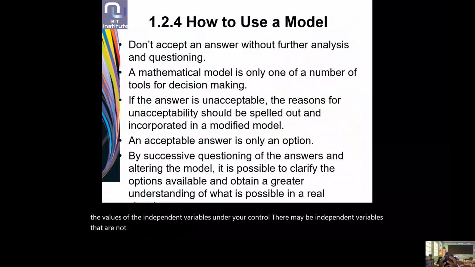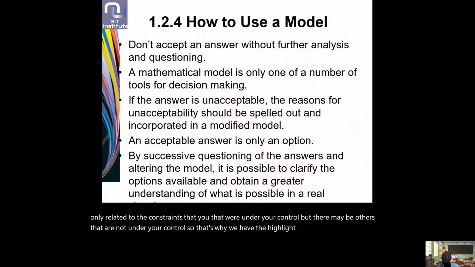So when you model a problem, the solution that you get is only related to the constraints that were under your control. But there may be others that are not under your control. So that's why we have the highlight there that an acceptable answer is only an option. There could be others that you didn't consider because you didn't have all the facts.